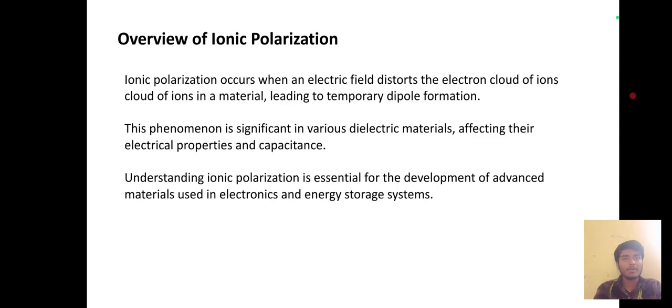Overview of ionic polarization. Ionic polarization occurs when an electric field distorts the ions in a material, leading to temporary dipole formation. This phenomenon is significant in various dielectric materials, affecting their electrical properties and capacitance. Understanding ionic polarization is essential for the development of advanced materials used in electronics and energy storage systems.